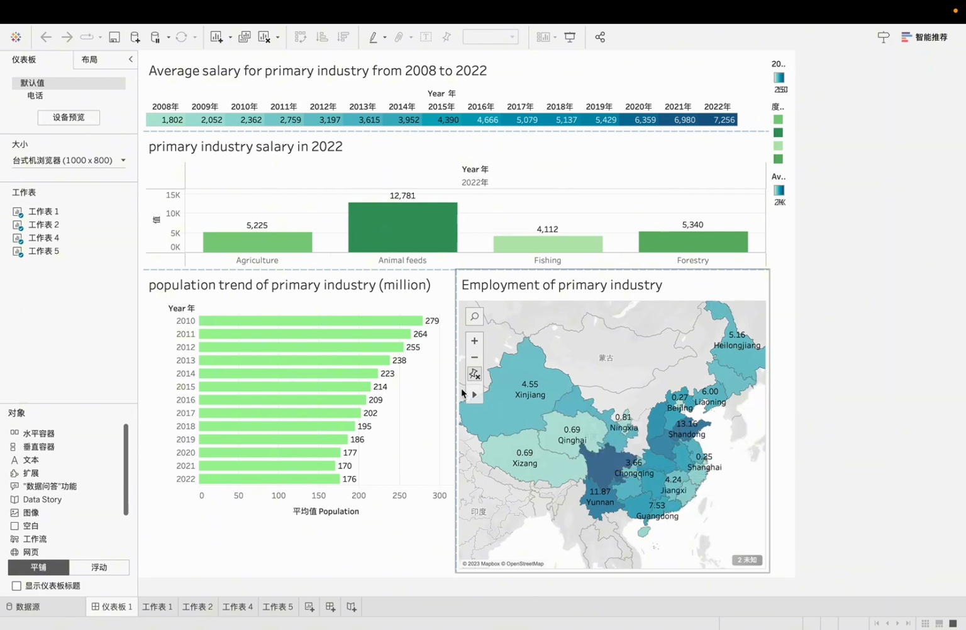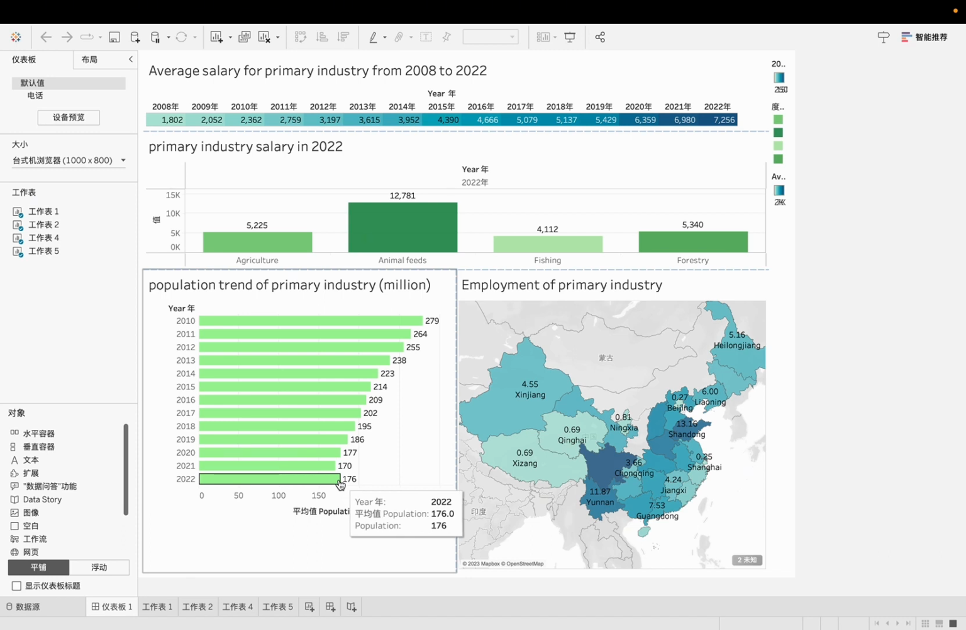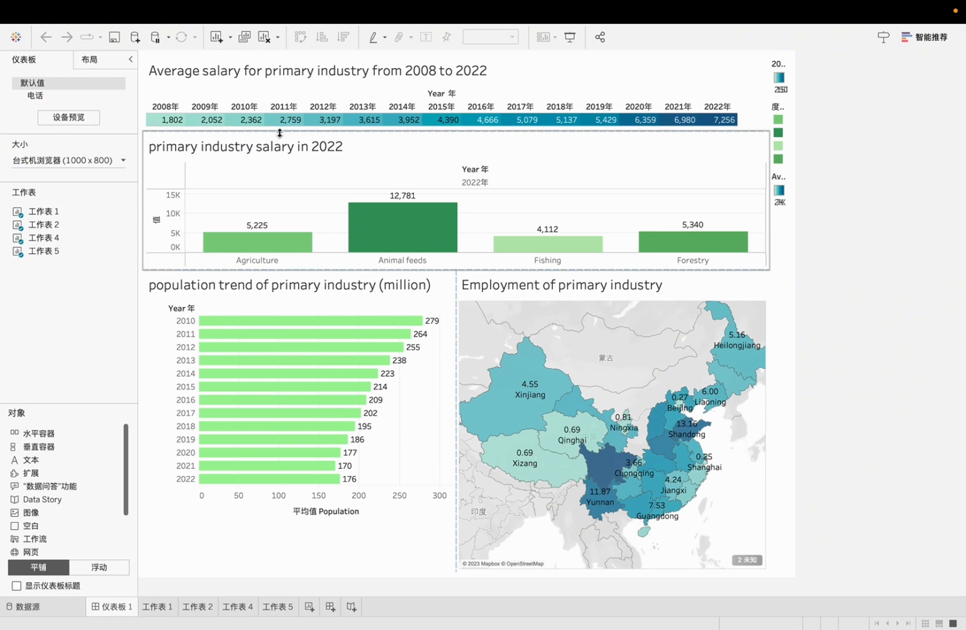And here is the population trend of the primary industry. You can see that from 2010 to 2022, the population is decreasing, but has a little increase in 2022. And the average salary for the primary industry from 2008 to 2022 increases year by year.